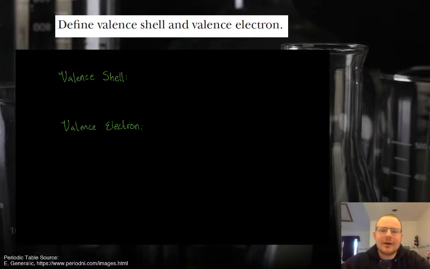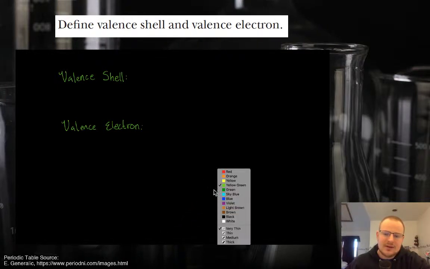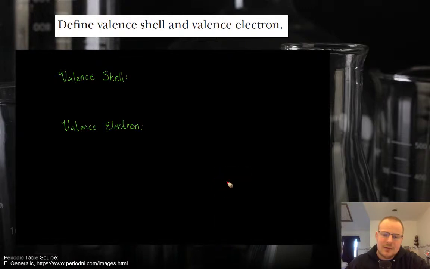Right, well, here we are. We're going to continue our discussion about the electronic structure of atoms by defining the terms valence shell and valence electron. Now, atoms are essentially a nucleus, and that nucleus has a bunch of electrons going around it. The nucleus, which is protons and neutrons, and then the electrons going around it all make up the atom.